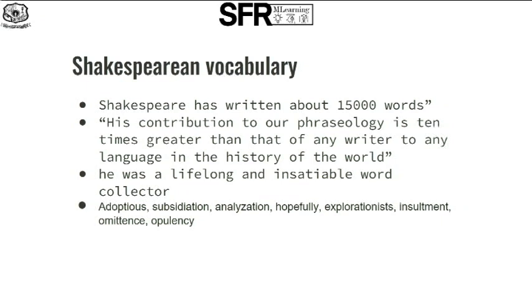Some of the stylizations of Shakespearean vocabulary are as follows, which were deliberately stylized by Shakespeare to serve the purpose of the dialogue. Some of them were retained in the present vocabulary, but many underwent some change, suiting the language inflection and the suffix. For example: adoptious, subsidation, analyzation, explorationist, insultment, omittance, opulency. These are some of the improvisations and stylizations made by Shakespeare.